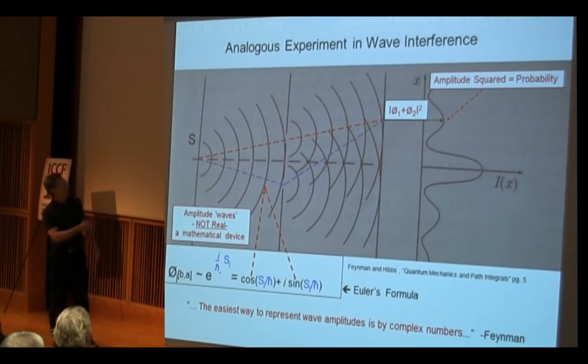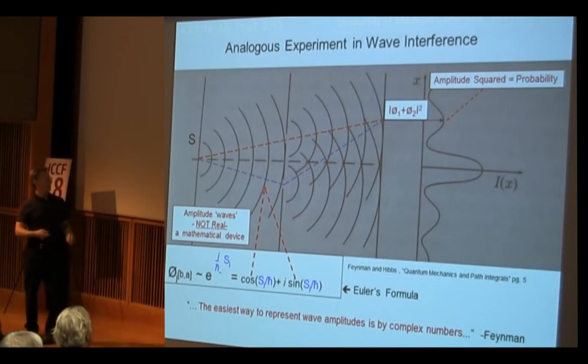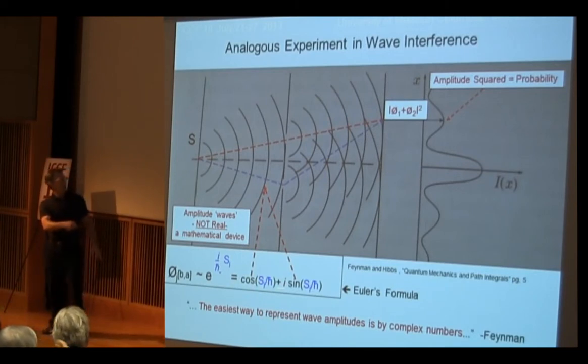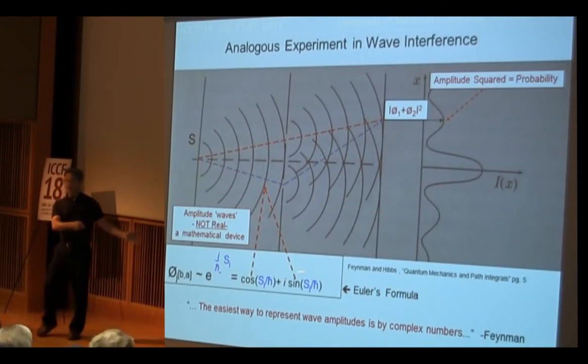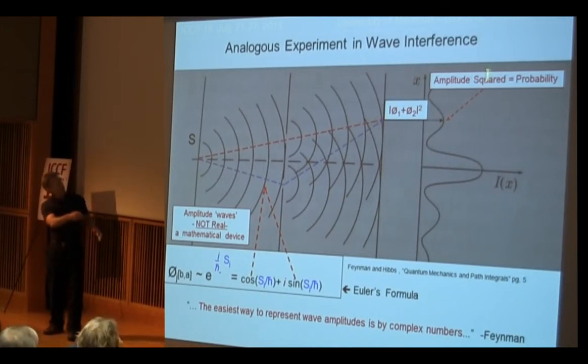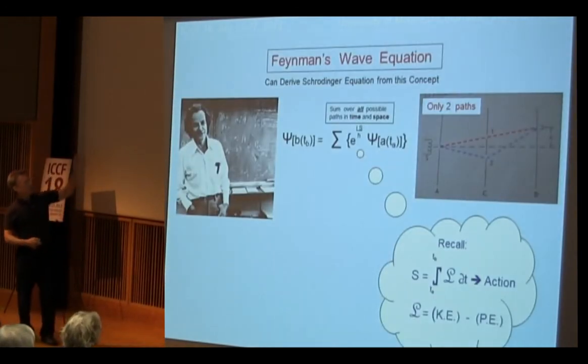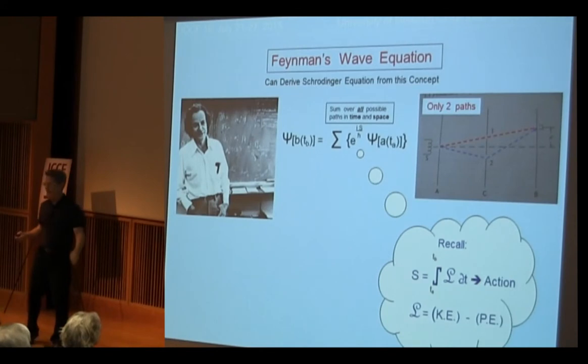There's that same path, and you can look at it as waves, but the waves are amplitude waves. They aren't real. They're a mathematical device. And if you use Euler's formula, you can see where the waves come from. This is an identity, and so that's just the cosine of the action plus i sine of the action. That's the wave, and you can calculate this if you normalize it and square the sum of the two amplitudes.